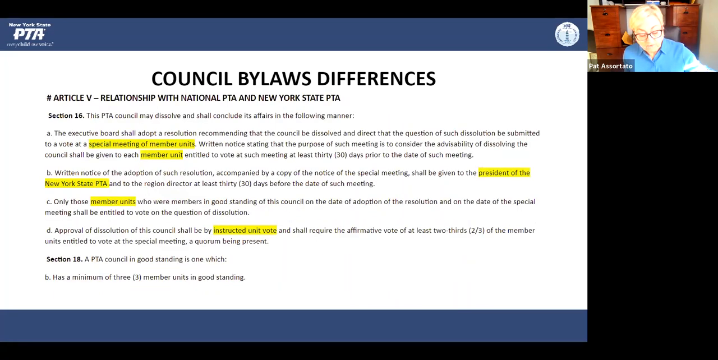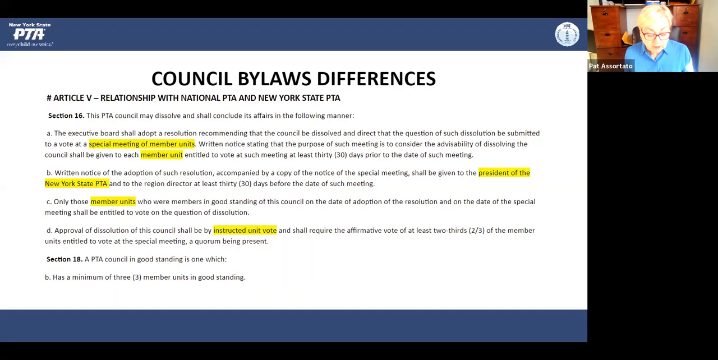Additional sections of Article 5 that differ from unit bylaws is Section 16, the manner of dissolving a council. It references the notification and votes of member units as opposed to members in the unit bylaws. The type of vote is an instructed vote, and the president of New York State PTA must also be notified of the meeting to dissolve.